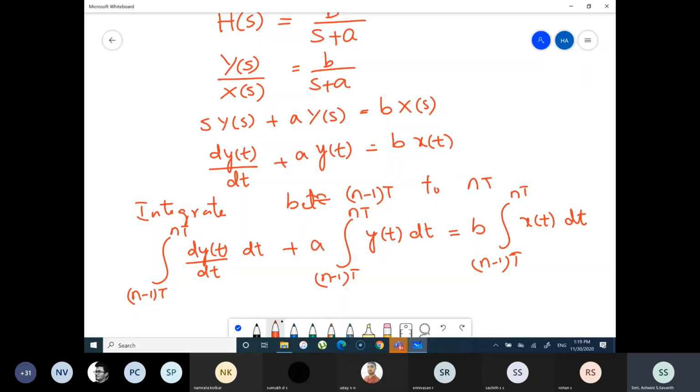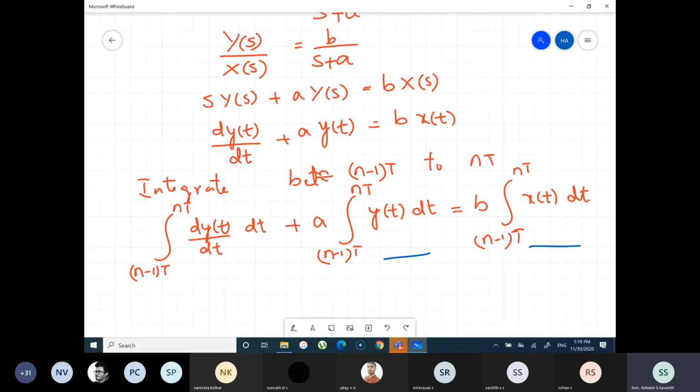Okay. Now how do you find the integral of this? The first integral is anyway y of t between the limits n minus 1 into t to nt. But how about these two terms? How do we integrate these terms? For this, we make use of the trapezoidal rule.